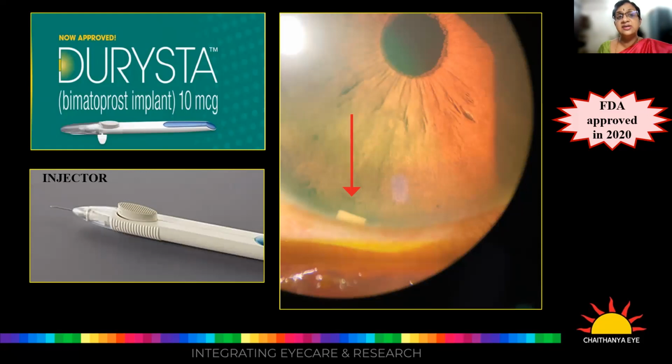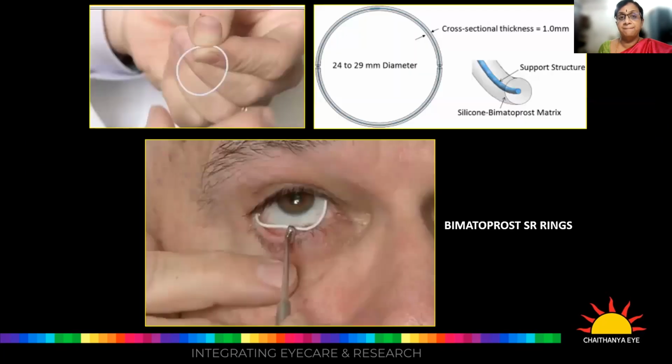But the concern is how good it is to the corneal endothelium. About 10% attrition of the corneal endothelium is noted with 10 microgram over 3 months, and about 20% with the 15 micrograms. Overall, there is an 82% reduction in the intraocular pressure with the 10 microgram.